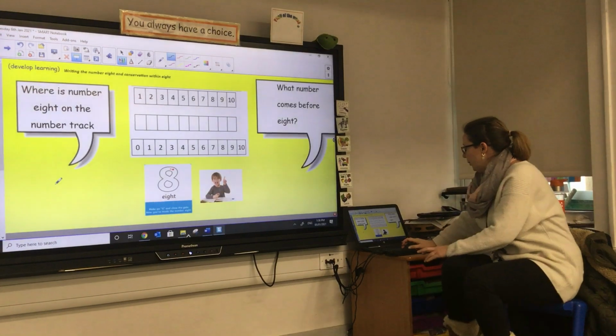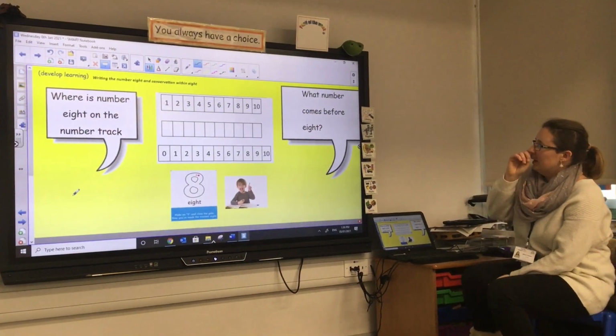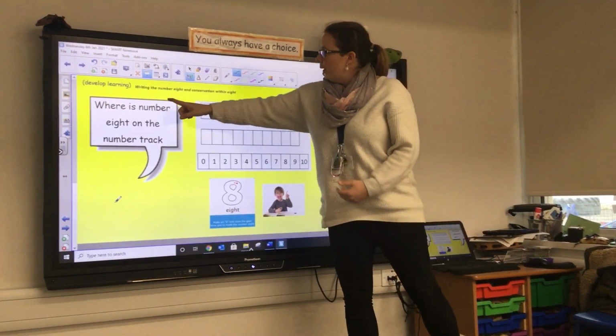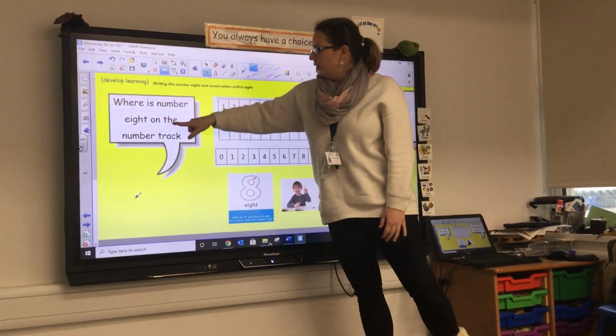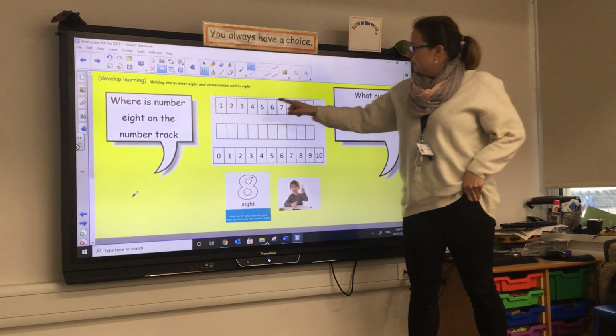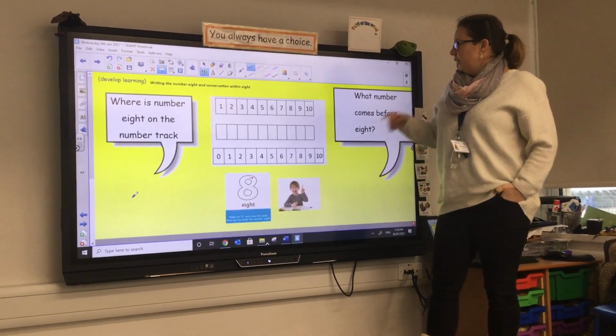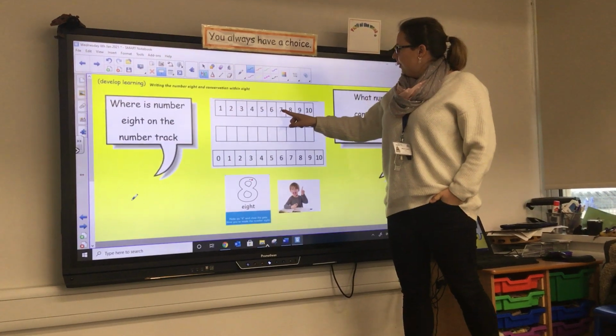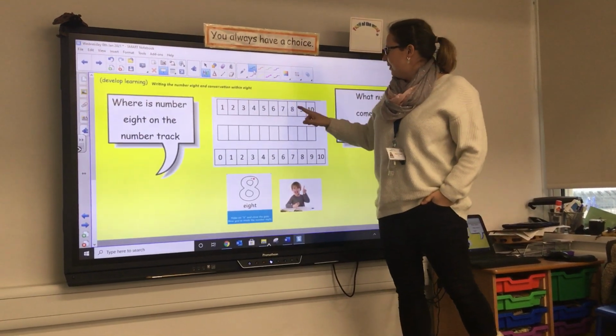Right, let's have a look. What's our next job? This looks the same as yesterday, but the questions are different. It says, where is the number 8 on the number track? So here's our number track. Where is the number 8? Aha, there it is, look.